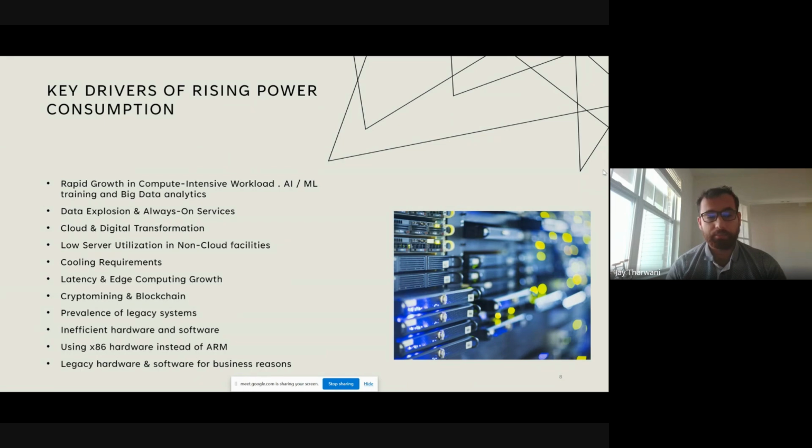You have cooling requirements. In order to operate the server farm, not only do you have servers consuming power, you also have cooling supplies which are also consuming power, right?